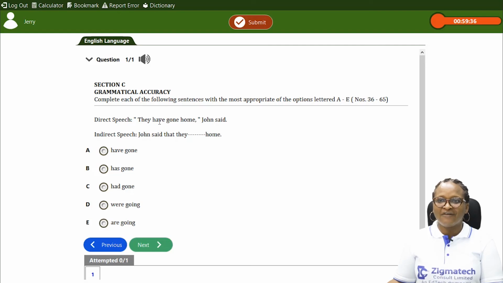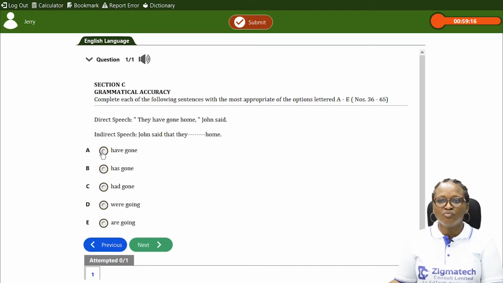Now, basically what we have to change now will be the tense. This tense is in the present perfect. So we have to change it to the past perfect. In indirect speech, it becomes what? John said that they had gone home.